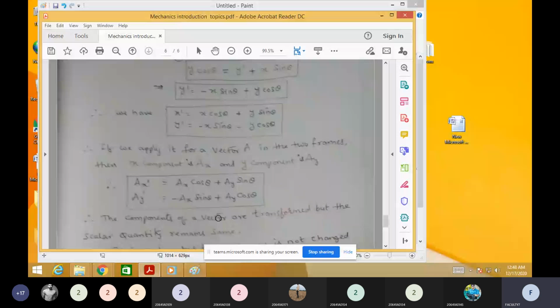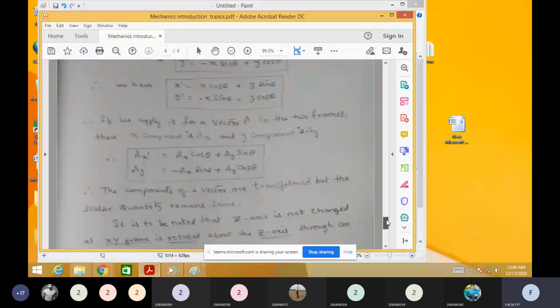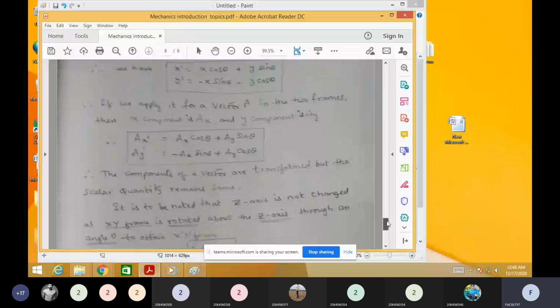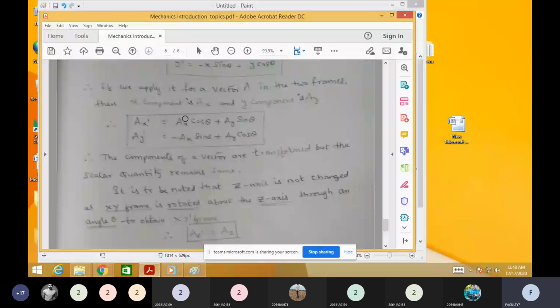Now the first equation gives the x component of a in the x dash frame. Similarly, this is the y component of a in the y dash frame. Now what is the conclusion of this topic? These components have different values. So we can conclude that the values of a vector in a frame which is rotated with an angle theta are going to change. That is the conclusion here.